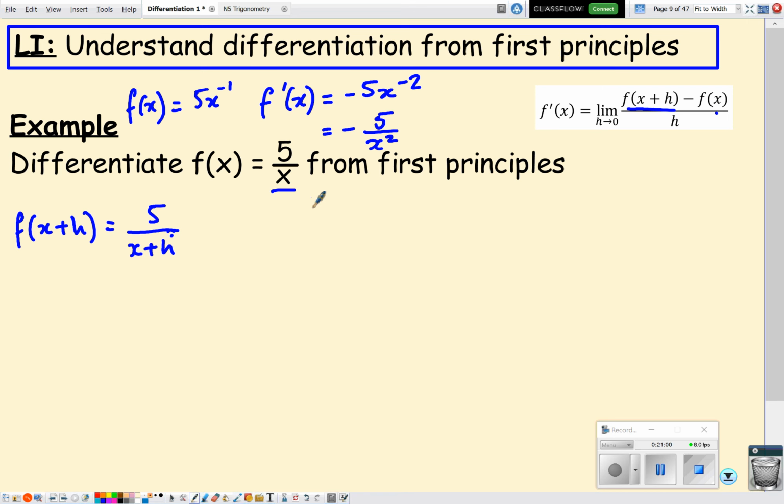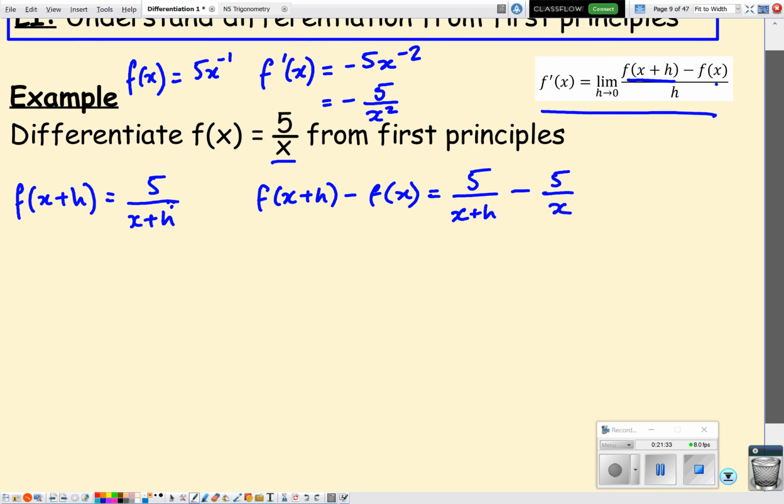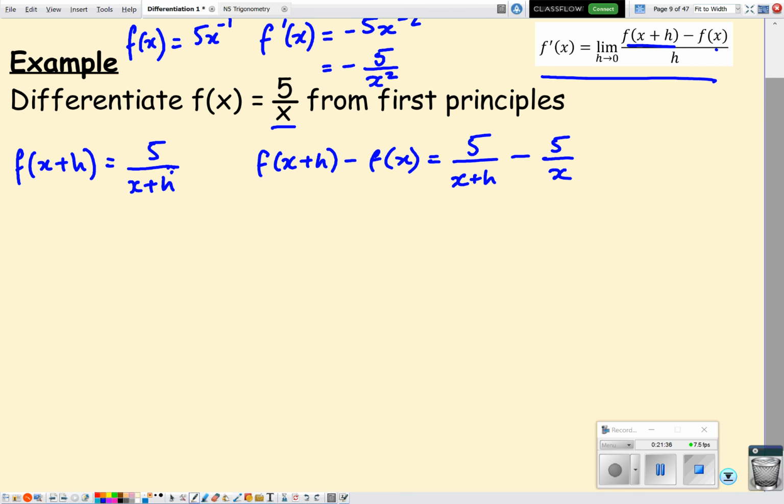So actually, before I go for this, what I am going to do is just work out what f of x plus h, take away f of x, is before I get to the stage where I'm dividing it by h. So f of x plus h is 5 over x plus h, take away 5 over x. Right. Combine the algebraic fractions. You can combine it in whatever way you like. I am still a big fan, and some of you will criticise me for it, I'm sure, of smile and kiss, even at this level.